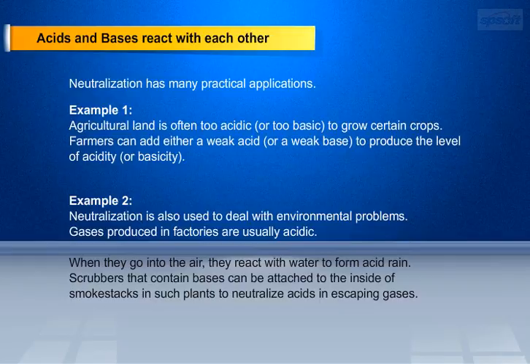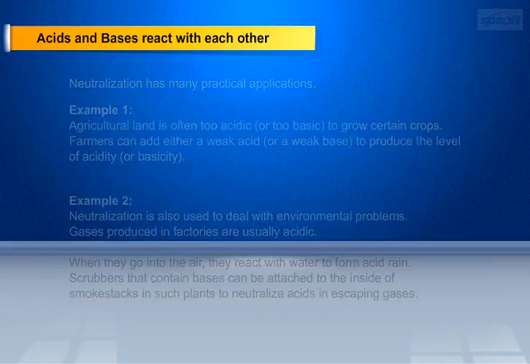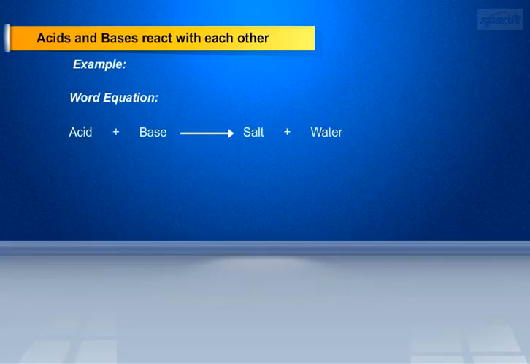Example 2. Neutralization is also used to deal with environmental problems. Gases produced in factories are usually acidic. When they go into the air, they react with water to form acid rain. Scrubbers that contain bases can be attached to the inside of smokestacks in such plants to neutralize acids in escaping gases. The general equation is acid plus base on reaction gives salt plus water.